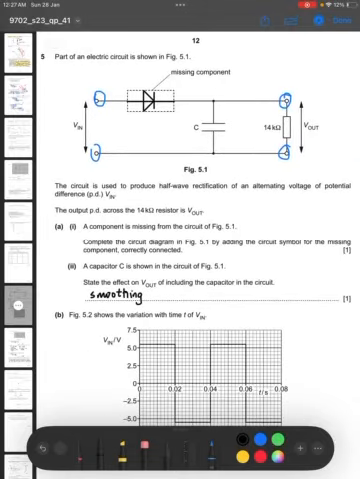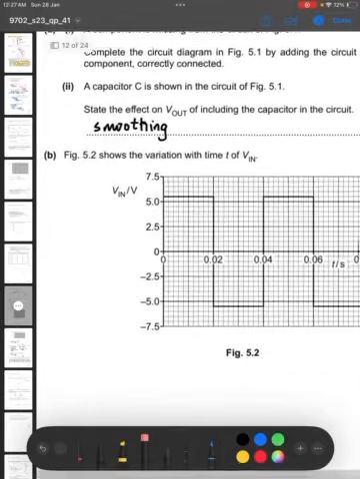A capacitor C, as you can see, this capacitor here, a capacitor C is shown in the circuit in Fig 5.1. State the effect on the voltage output of including the capacitor in the circuit. Whenever you see a capacitor in a rectification circuit, whether half-wave rectification or full-wave rectification, that capacitor is there to produce smoothing. Okay, so the capacitor is there to produce smoothing, as I wrote there.